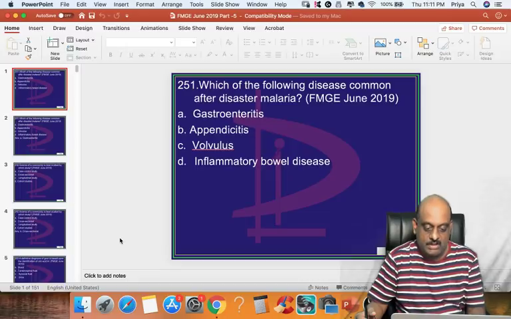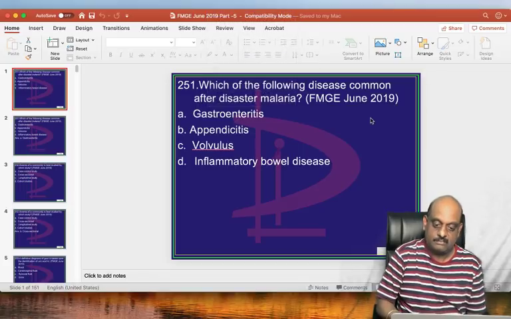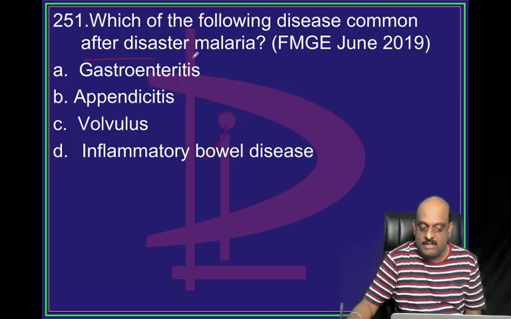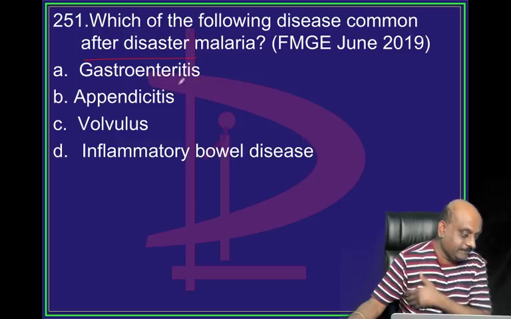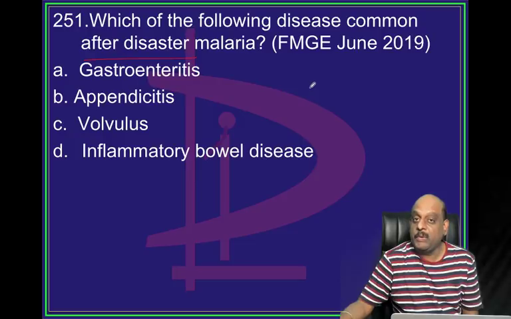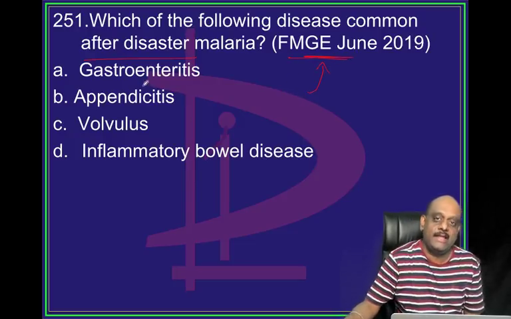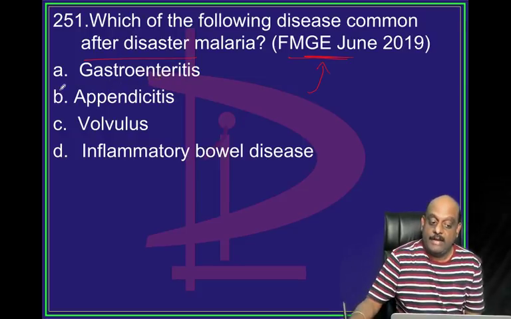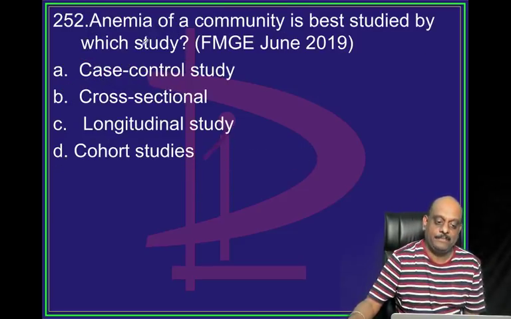So, doctor, where is our journey? Now, which disease is common after a disaster? Malaria. Rather, in a disaster, that's what the examiner wants. FMG June 2019, still another 100 questions are there, we will try to finish it. Gastroenteritis outbreaks are the second most common after malaria.